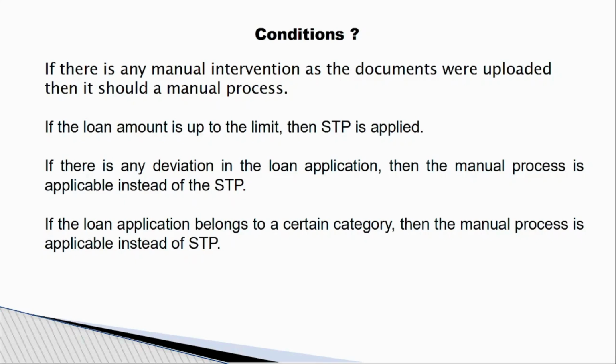Within limits: for example, one employee will have limits, like up to 10 lakhs loan you can go with STP. If it is more than 10 lakhs, then you need manual intervention. For example, any deviations are there. We have already mentioned it is rule based. If it is going beyond the rules, then you need manual intervention. Or for certain category loans or certain category account opening, you need manual intervention. In these cases, STP is not applicable.